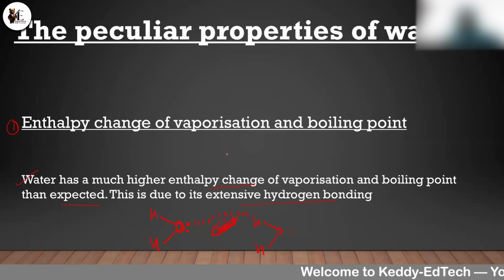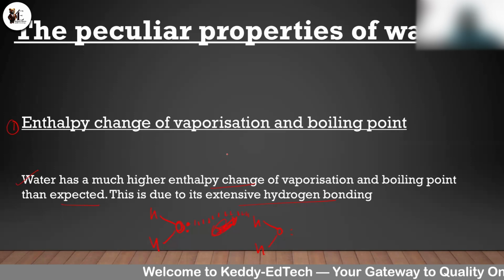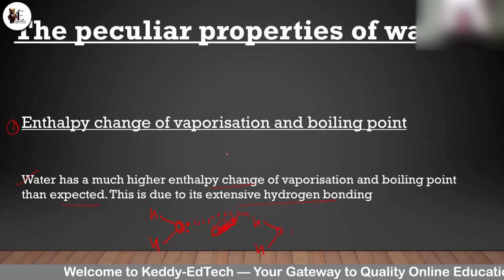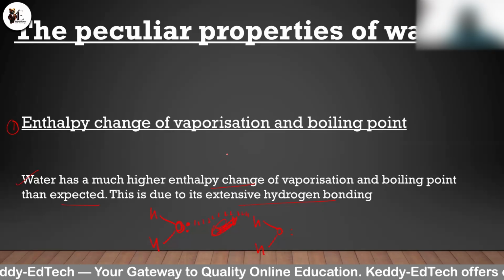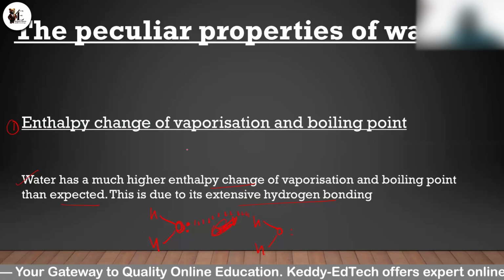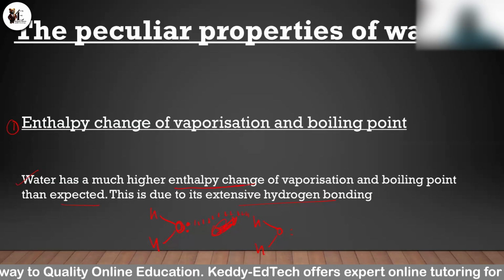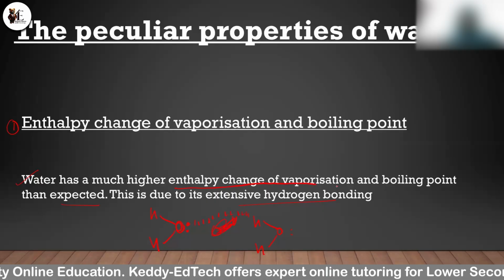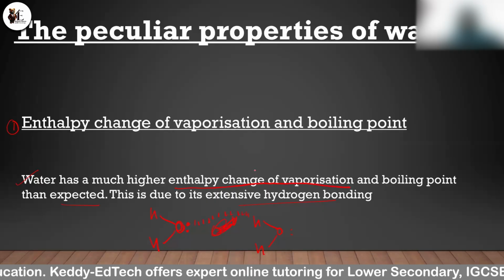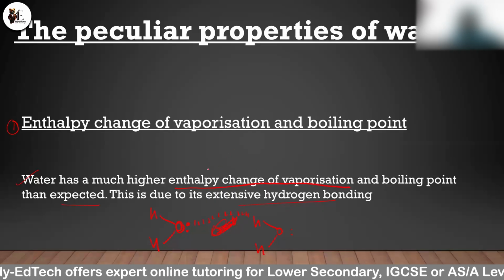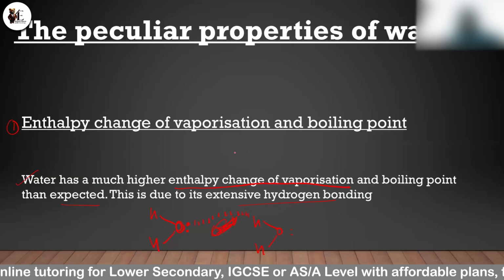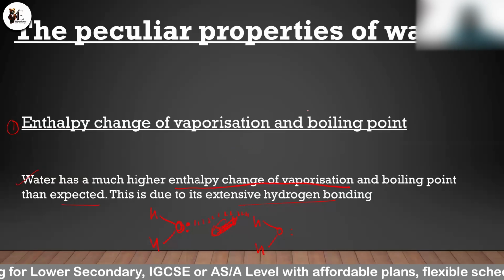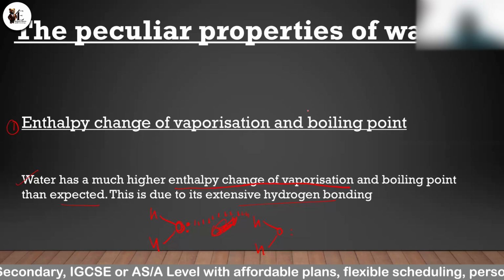What is the boiling point of water? 100 degrees. Yes, so it is higher. Why? Because of extensive hydrogen bonding. And what do you mean by enthalpy change of vaporization? It is used in the thermodynamics chapter, which we are going to cover next, that is chemical energetics. So it is the amount of energy that must be added to the liquid substance to transform it into vapors, and is called enthalpy change of vaporization.